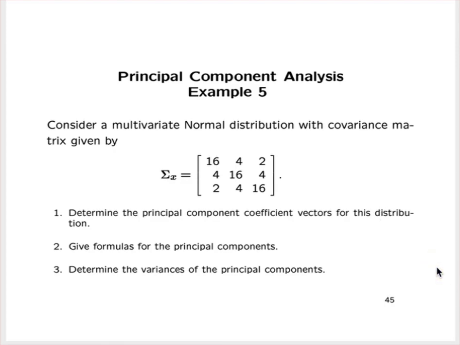Let's look at one more example. Again, a three-dimensional response. And so we've got a 3 by 3 covariance matrix. You can see here that the total variability associated with this response vector is 48, the trace of this matrix. And so we're going to answer the same kinds of questions.